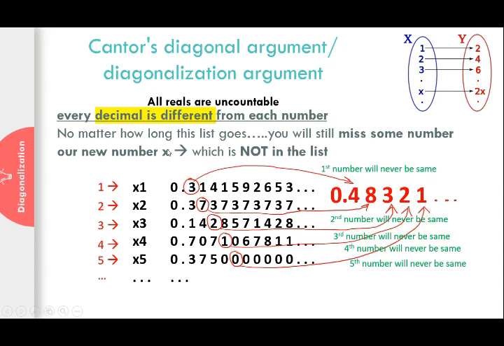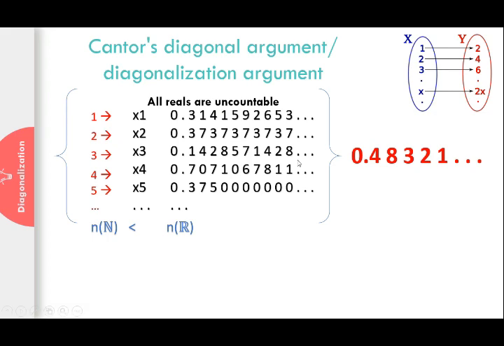So what we have proved is that this number differs in a decimal digit from each number in the list. No matter how long this list goes, we still get a new element which is not in the list. Meaning you will miss some number, our new number, which is not in the list. So this proves our theorem. Now, if we have n elements from the natural numbers, first, second, third, and these are the real numbers, the nth number can be anything, but whatever numbers we have from the real numbers, we can always get a new number from that combination, even for n numbers.